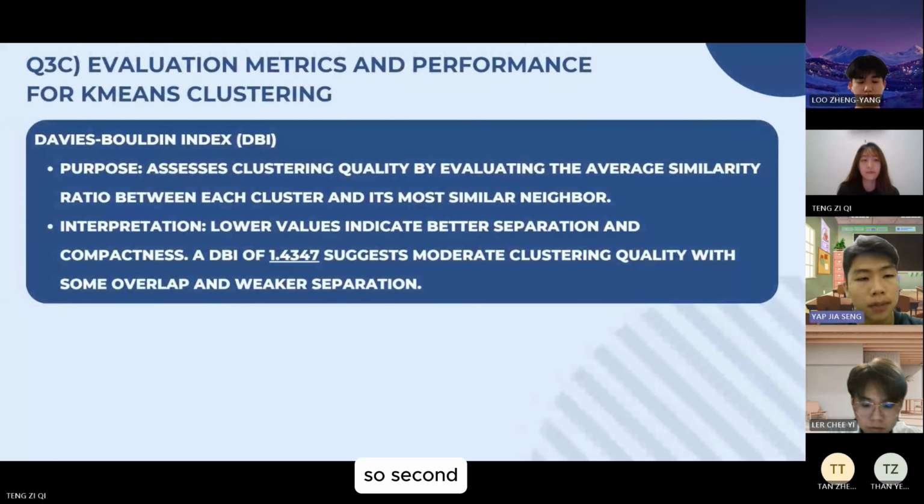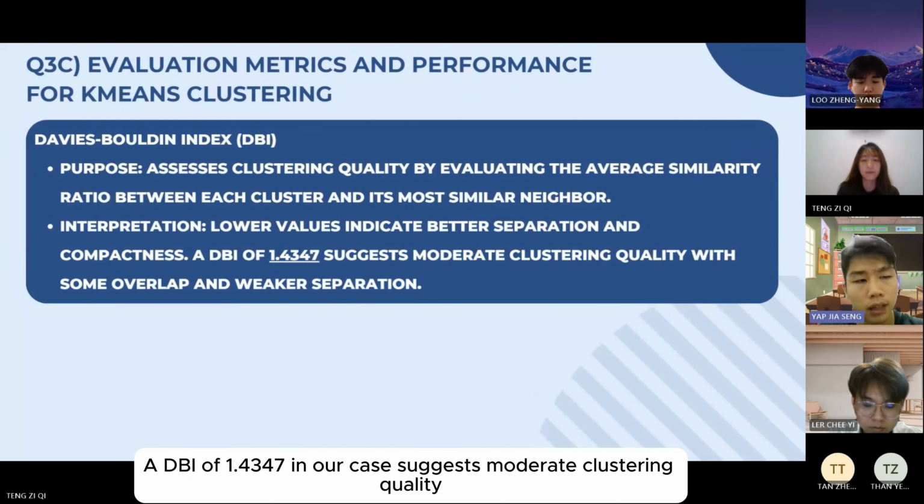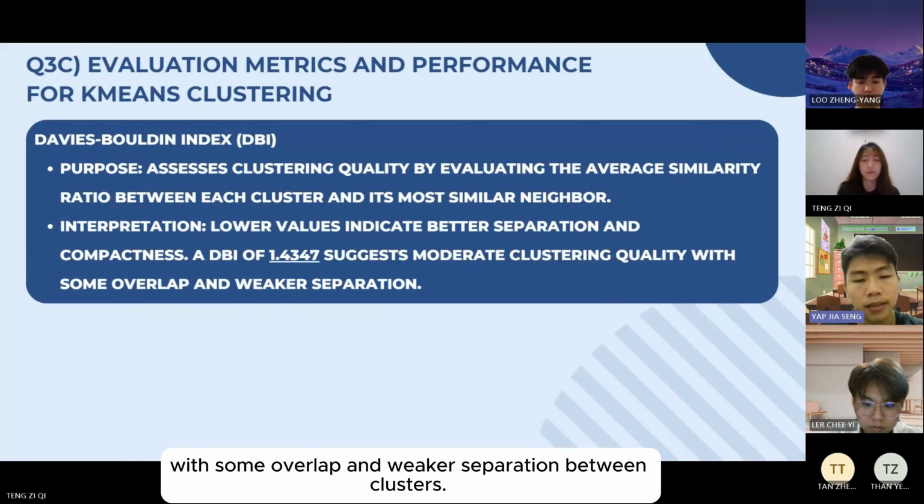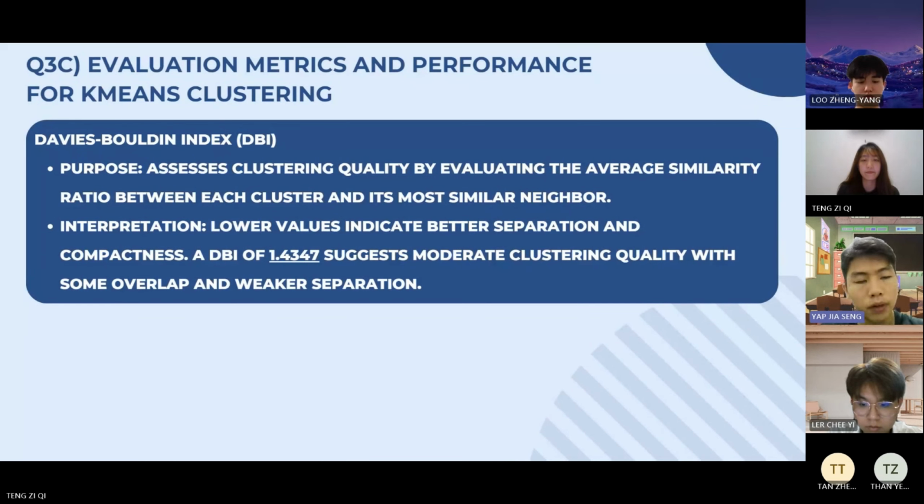Second, the Davies-Bouldin index evaluates the average similarity ratio of each cluster with its most similar cluster. Lower values indicate better separation and compactness of clusters. A DBI of 1.4347 in our case suggests moderate clustering quality with some overlap and weaker separation between clusters.